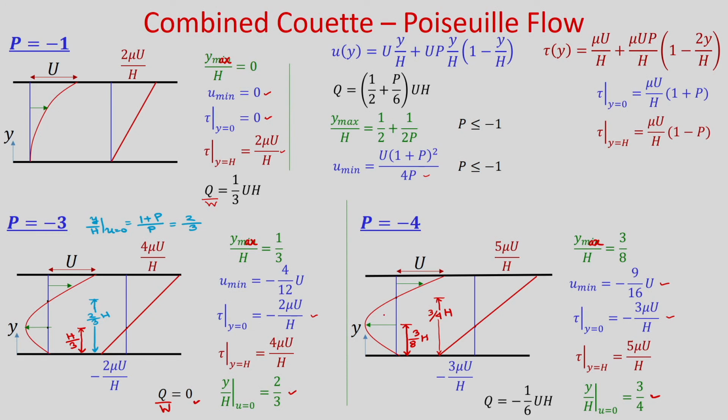Okay. So, here you can see when p is equal to minus 1, the volume flow rate per unit width is positive. When p is equal to minus 3, it is becoming 0, and if you further decrease the pressure gradient, the volume flow rate per unit width becomes negative. That means your net flow will occur in the negative x direction.